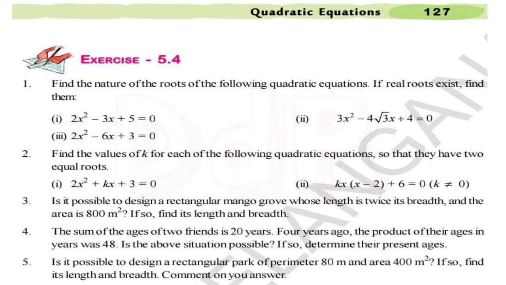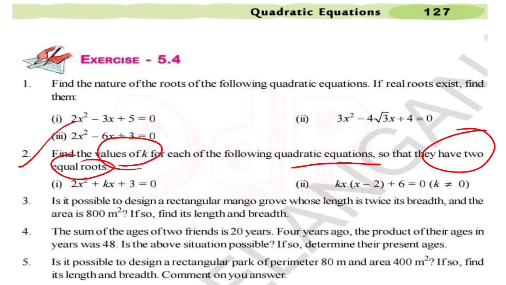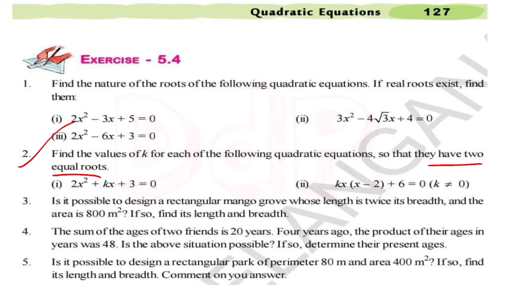Coming to the second bit, find the value of k for each of the following quadratic equations so that they have 2 equal roots. If the given quadratic equation has equal roots, then what is the k value? In this bit we have 2 questions: 2x square plus kx plus 3 equals 0, and the second one, kx bracket of x minus 2 plus 6 equals 0. So now I am going to explain the second problem.